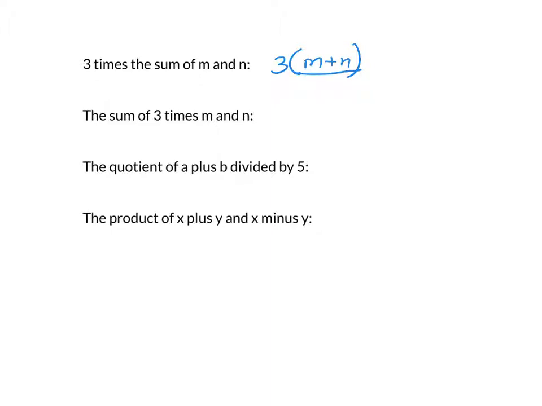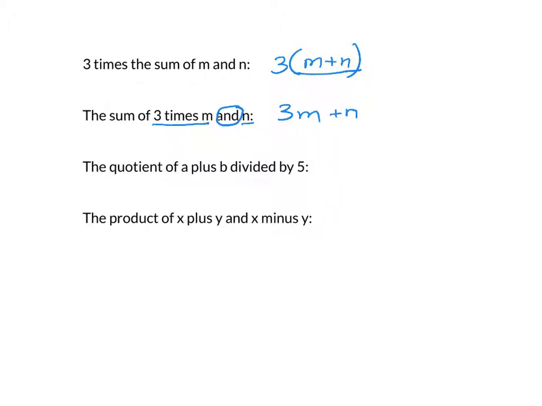The second one, the sum of 3 times m and n. The sum of 3 times m, here's 3m, and n, so I want 3m plus n. I wanted the sum of 3 times m and n, and the word and really separates those 2 different parts of the expression.